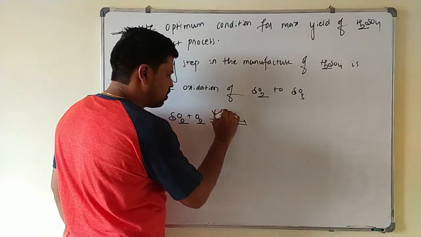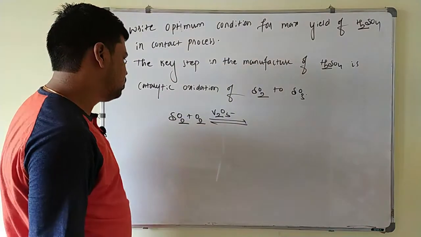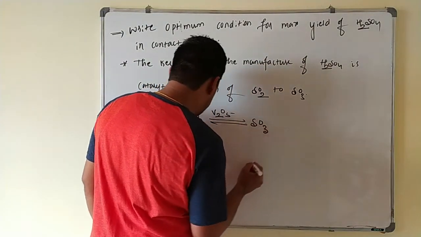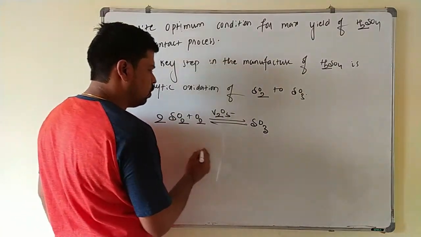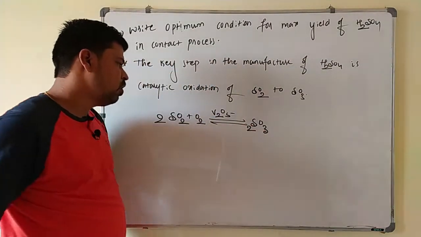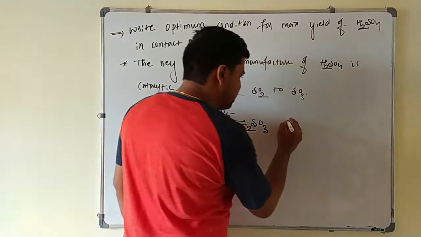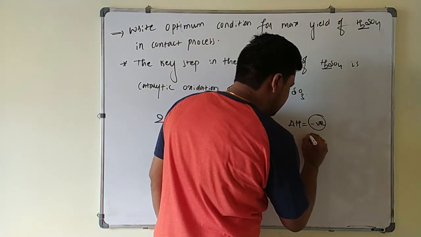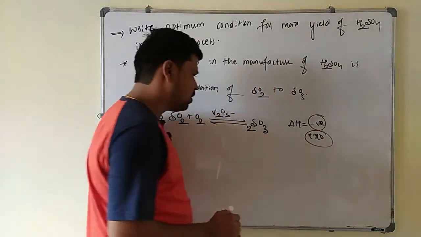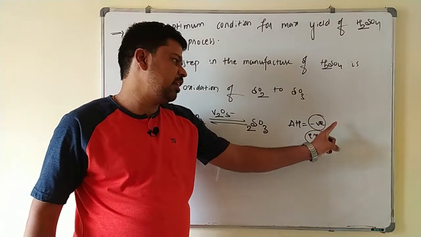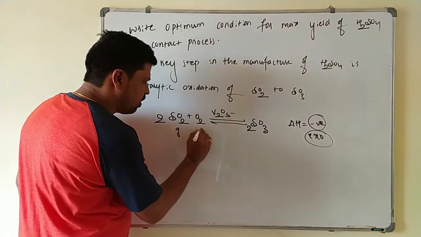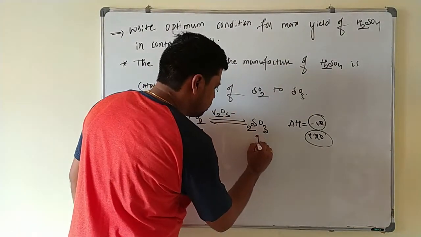It is a catalytic oxidation, meaning it takes place in the presence of V2O5. The formation of SO3: 2SO2 combines with O2 to form 2SO3, and this reaction is exothermic. The very important point is this reaction is exothermic. For the formation of SO3, delta H value is negative, hence it is an exothermic reaction. This is also gas, this is also gas, and this is also gas.